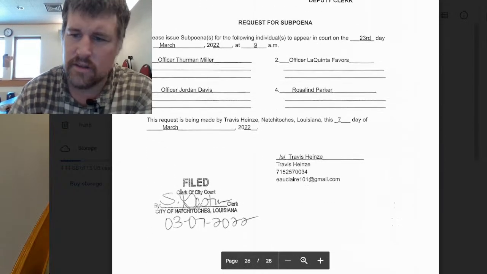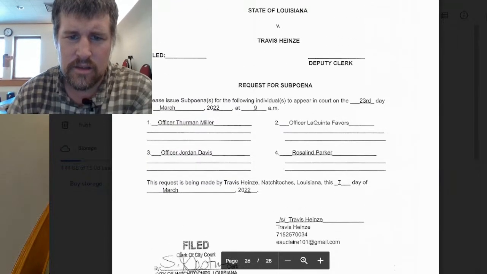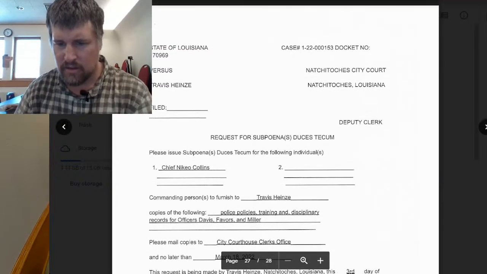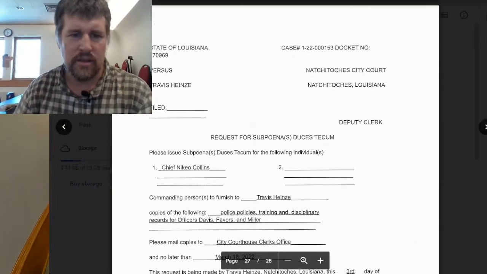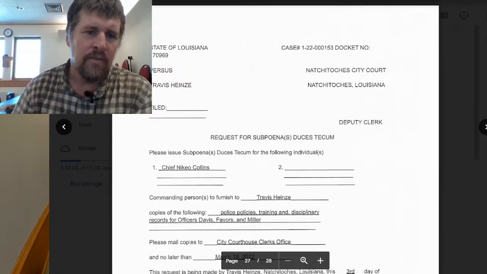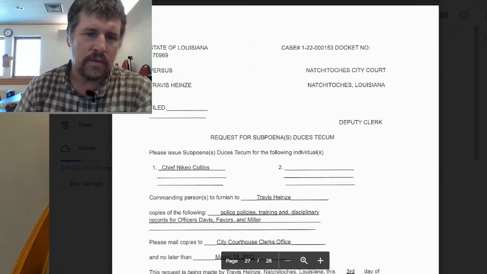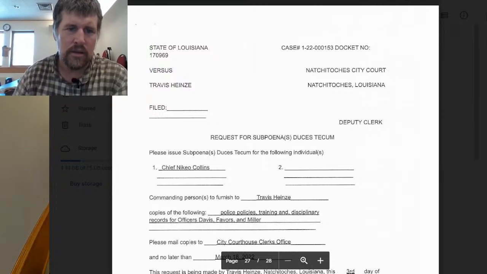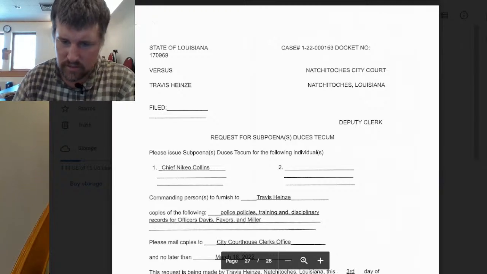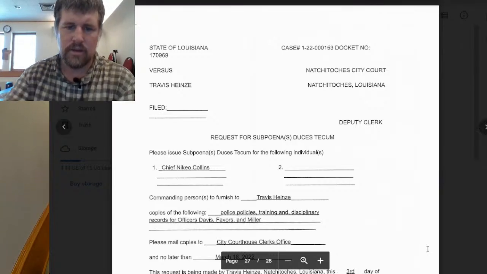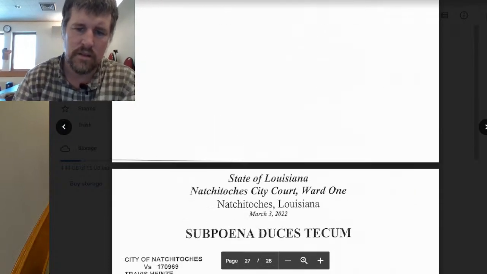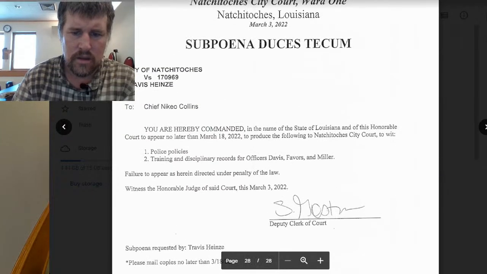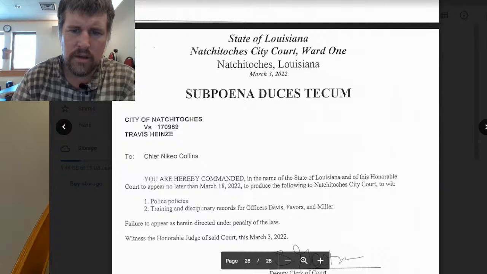What is the charge? Failure to ID. Now let's see. Request for subpoena. Man, how does this look? I haven't looked at the. Okay, I see that I have been covering some of it with my picture. So let me just shrink my picture a little bit. Yeah, maybe just a little bit there. So I think this, yeah, page 27. Okay, subpoena.